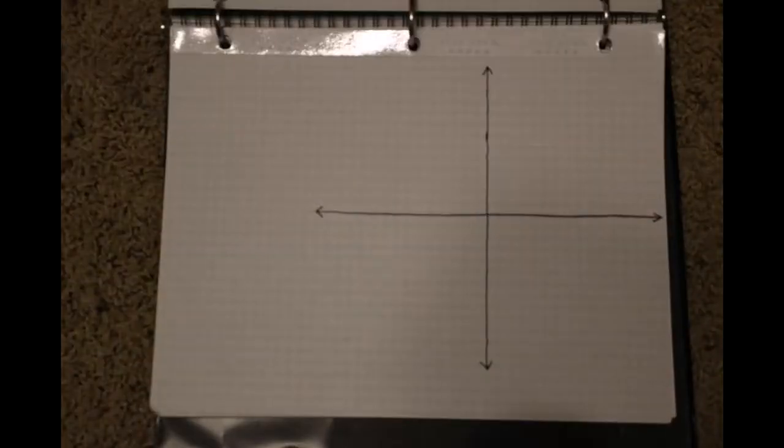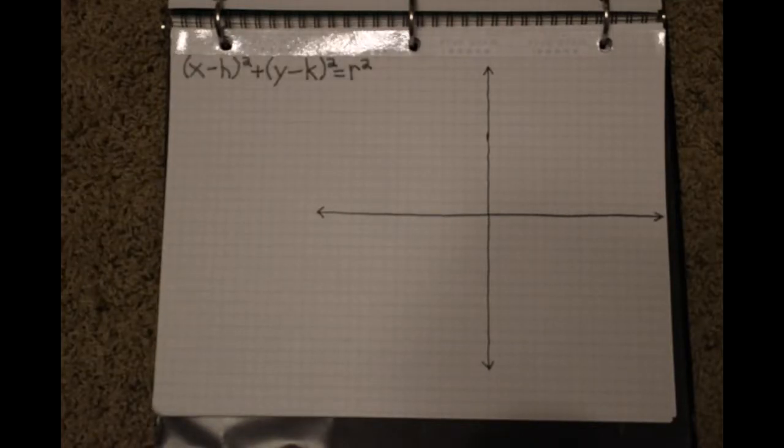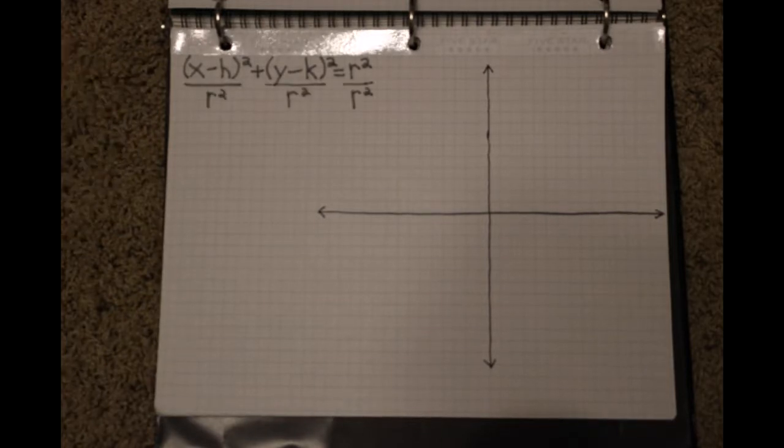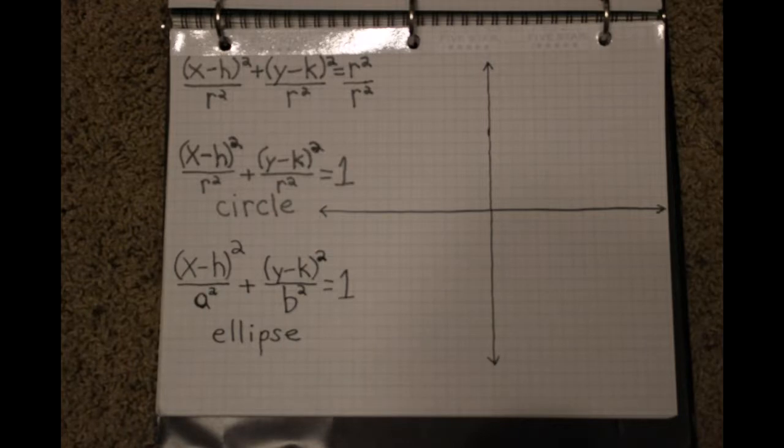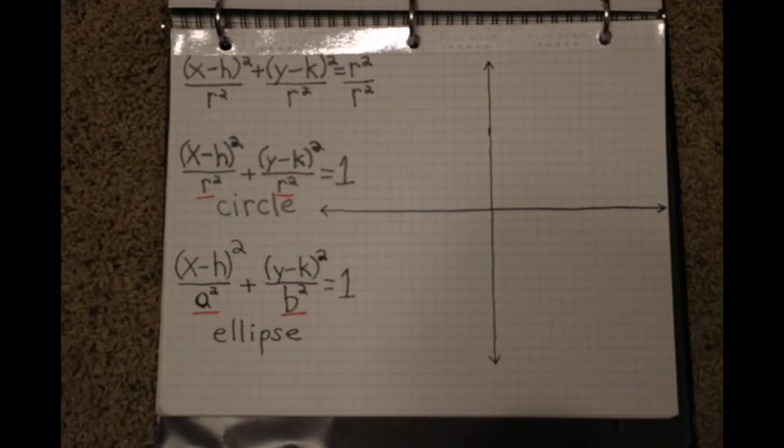Before moving on to the ellipse, I'm going to show you a different version of the circle equation to help you better understand the ellipse equation. If we divide everything in the circle equation by the radius squared, then we get this crazy looking thing. And if we look at the ellipse equation, it's really quite similar. However, as opposed to having r squared, we have a squared, b squared.